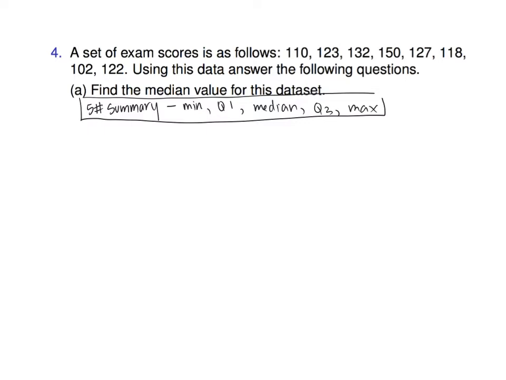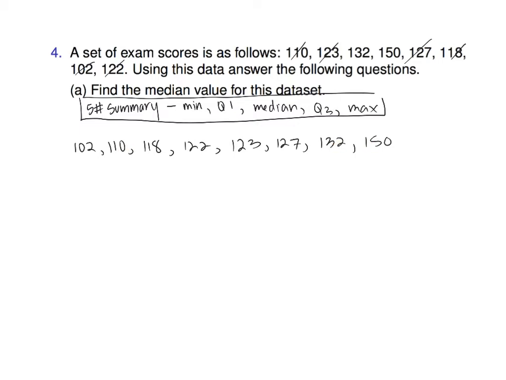So the lowest number on this list is 102. Then next we have 110, 118, 122, 123, 127, 132, and 150. So I always like to check by counting. There are 1, 2, 3, 4, 5, 6, 7, 8. 1, 2, 3, 4, 5, 6, 7, 8.